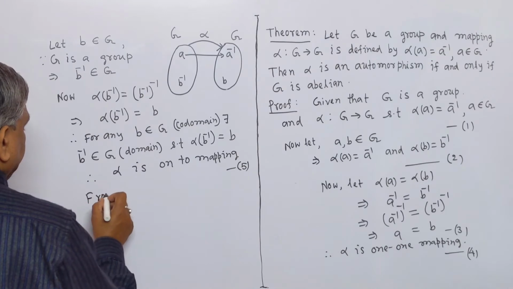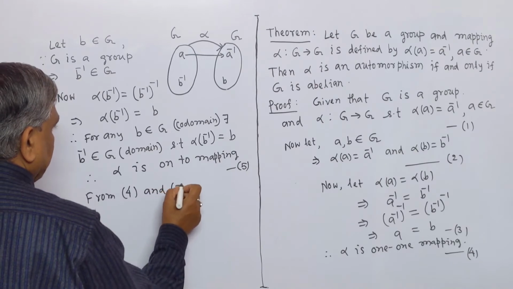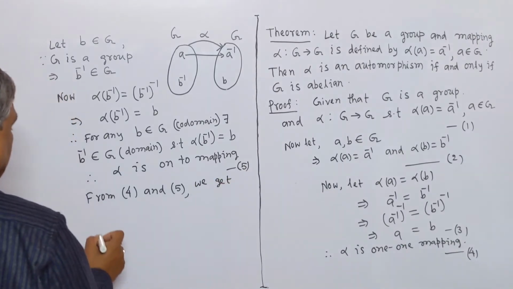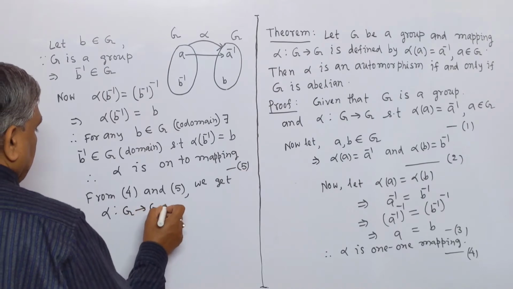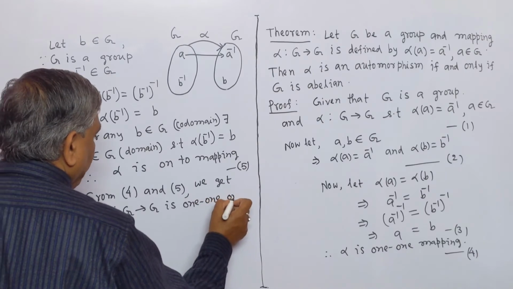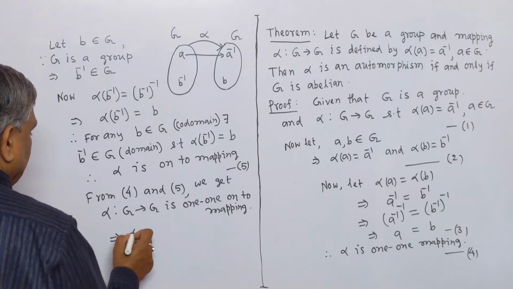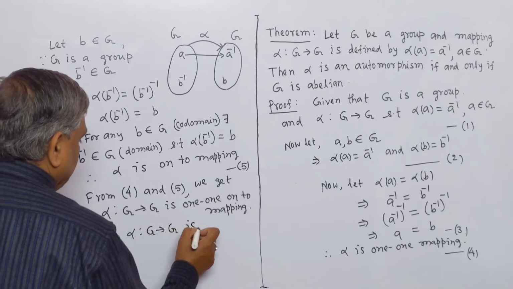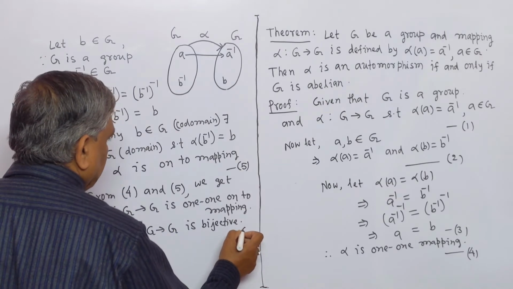From 4 and 5, we get alpha from G to G is a 1-1 onto mapping, implies that alpha defined on G into G is bijective. This is number 6.